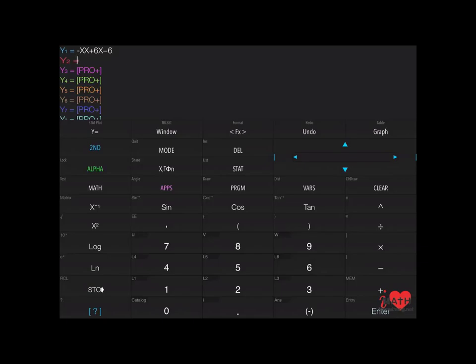And then for the second equation, we have 3x plus 1. And you're going to press graph. We have a zoom button. Let's just get graph.